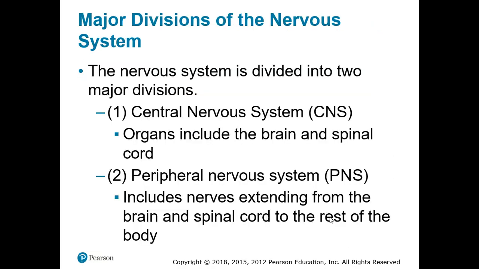We're going to begin by talking about the two major divisions that the nervous system is split into. The first one is called the central nervous system. We abbreviate this as CNS. And the second part is the peripheral nervous system, and we abbreviate this PNS. They both include different structures. For example, the central nervous system includes the brain and spinal cord, whereas the peripheral nervous system is going to include any nerves that extend off of the brain and spinal cord.